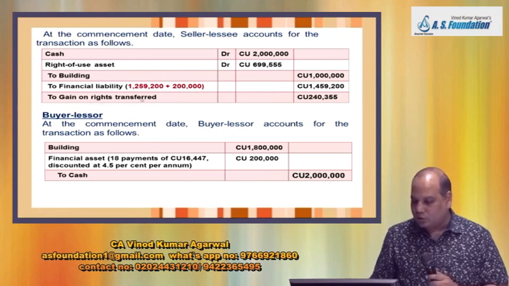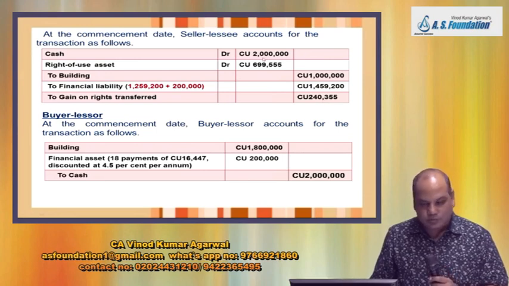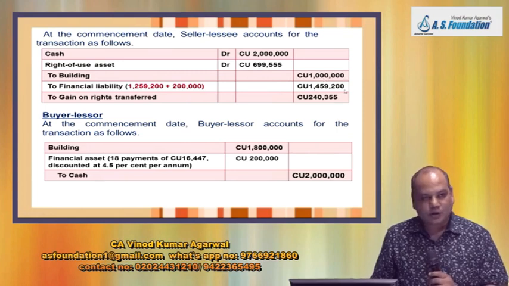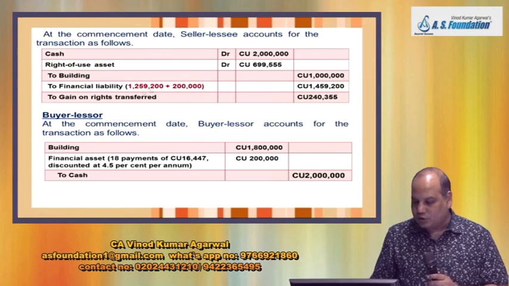And then credit to gain on the rights transferred, which you computed just now, 240,355. Cash received 20 lakh, no problem. Right of use asset, a proportion of the carrying amount in this type of problem. Credit building, derecognized. Credit financial liability, which is actually two liabilities, and credit gain.